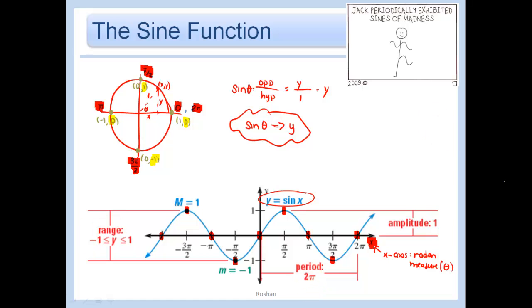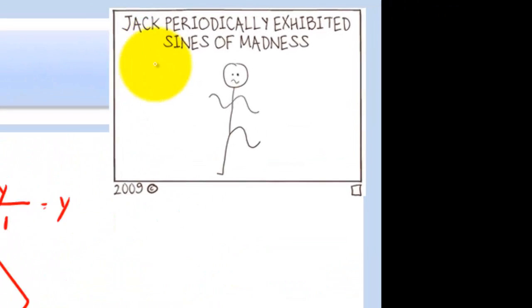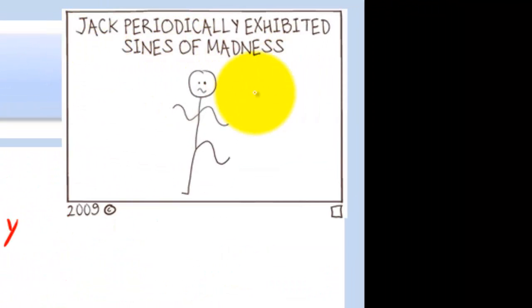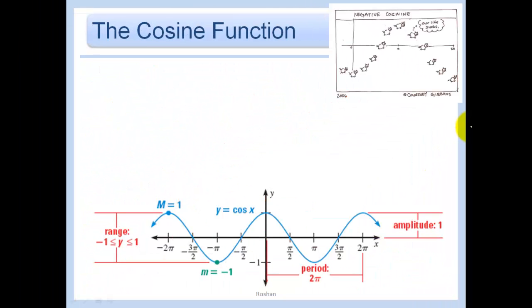Before we go graphing the cosine function, look at this little comic. Jack periodically exhibits signs of madness, and the sine graph we just saw goes through the point (0, 0) and kind of looks like that. So these both look like sine graphs. We're going to do much the same thing to graph the cosine function. So start with your unit circle.